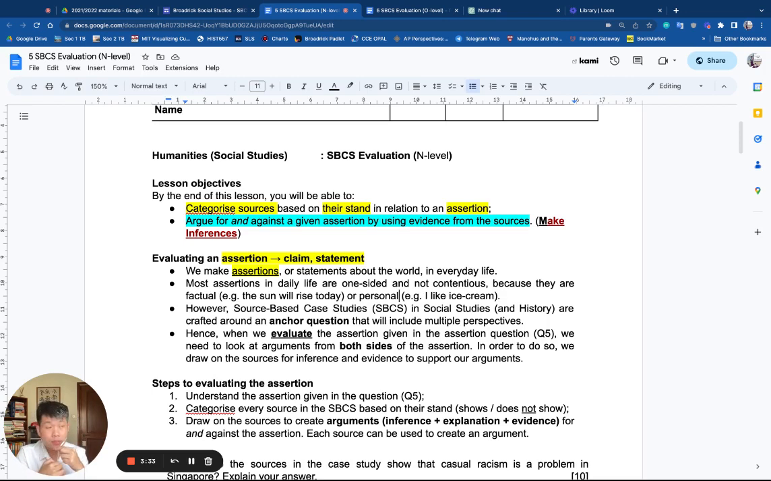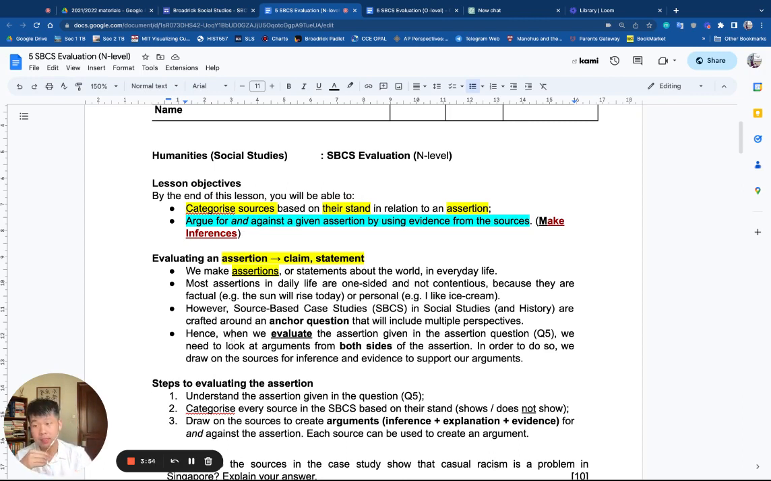Or it could be personal. You could say, I like ice cream. You could say, I like Genshin Impact. You could say, I dislike social studies. Oh, I like social studies. And there's nothing wrong with this either, because this is just a personal claim, assertion.